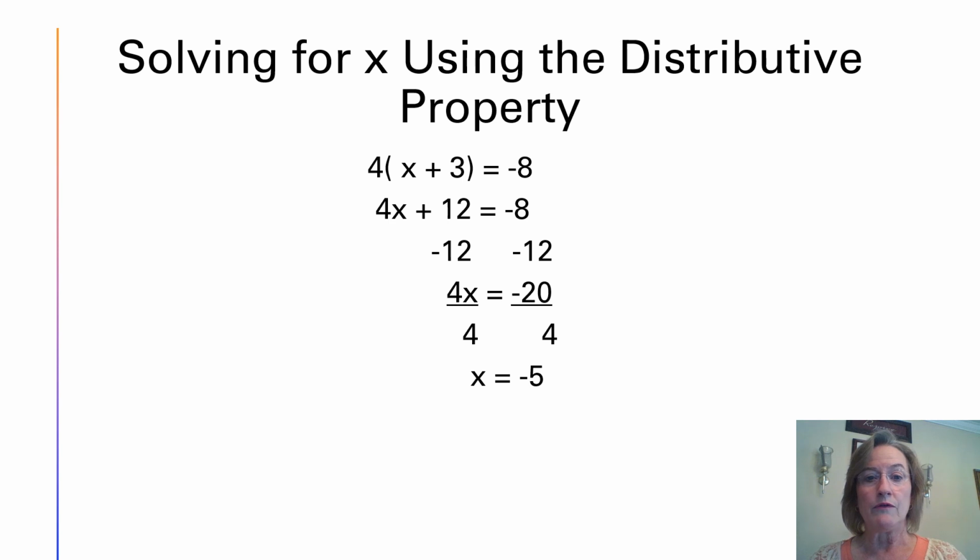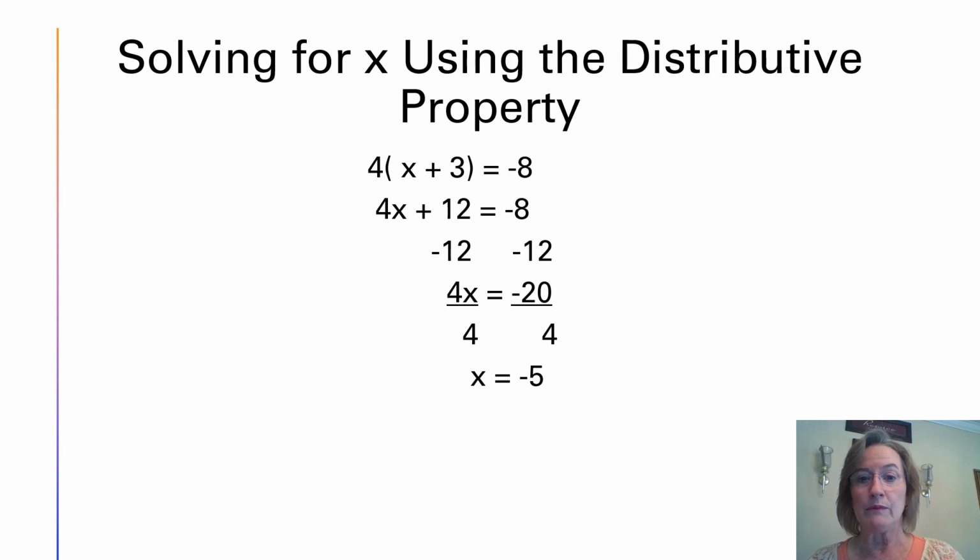Okay, this time we have 4 times, in parentheses, x plus 3 equals negative 8. So again, you're going to take the 4 times everything in the parentheses. 4 times x is 4x. 4 times 3 is 12. Just bring down the negative 8 from the original equation. Now we have just our normal solving of a two-step equation.